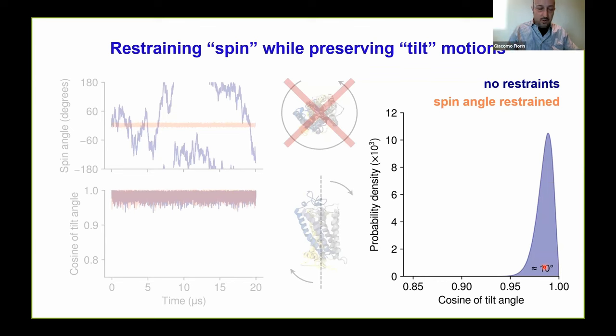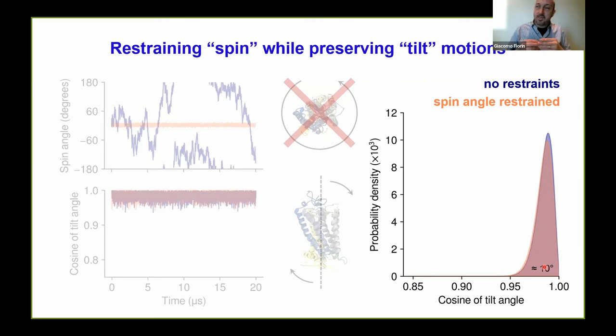And once we turn on the spin restraint, then we get almost exactly the same histogram. So we have achieved the goal of restraining some movements that we are not interested in while preserving the movements that we are interested in.